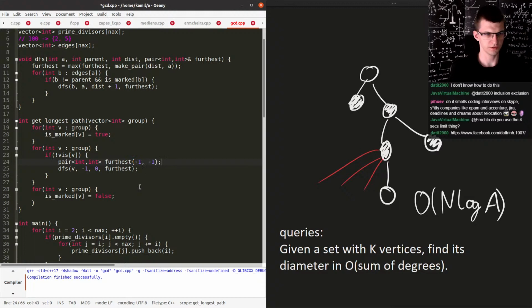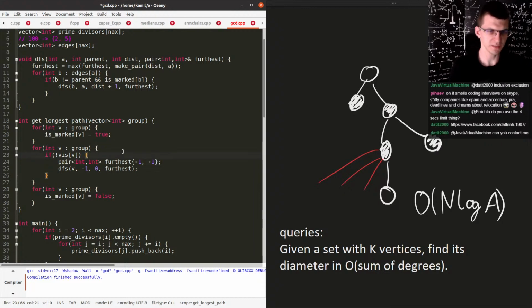Do you use the 4 seconds limit thing? My solution is n log n, but DFSs are quite slow. Actually, if the time limit was tight, maybe I should do BFS instead of DFS. Here, whatever. It's not quadratic, so I don't need to think exactly what the running time will be.